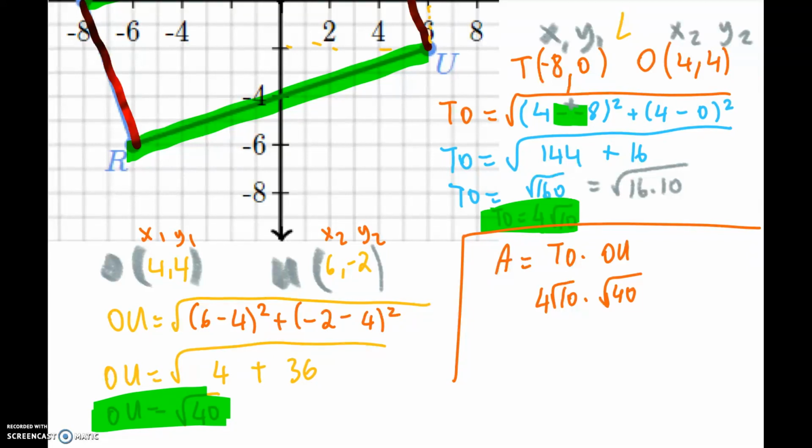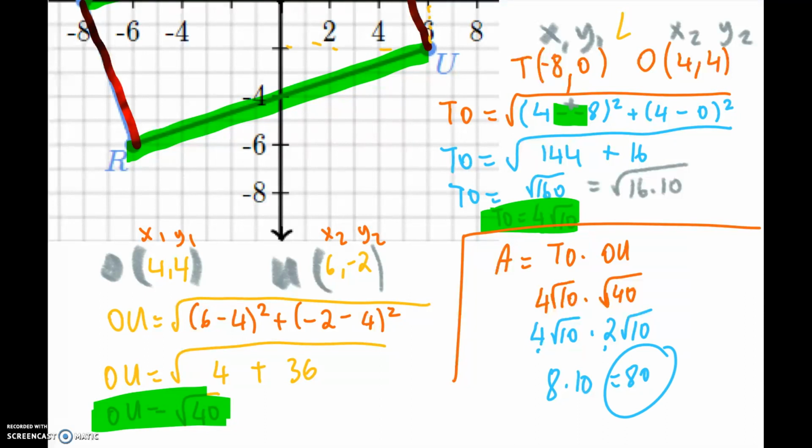Radical 40 is 4 times 10. Let's play with these radicals. 4 radical 10 times radical 40, which is 2 times radical 10. And remember, 4 times 2 is 8. Radical 10 times radical 10 is 10. So my area is 80 units squared.